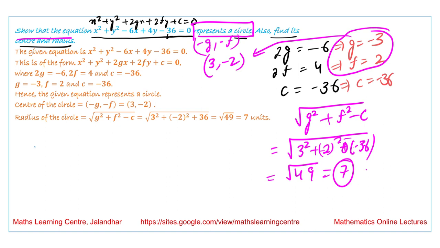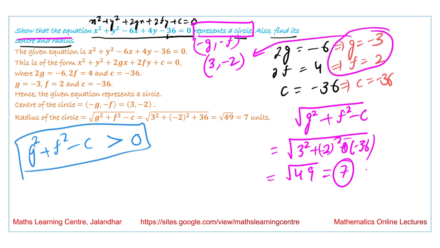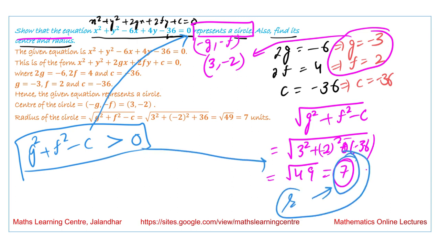The value of g square plus f square minus c is greater than 0. So this is the condition that this represents a circle, and the square root of this value comes out to be 7, and this is basically the radius of this circle. So the center of this circle is 3 comma minus 2, and the radius of this circle is 7.